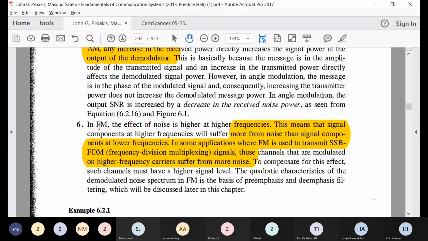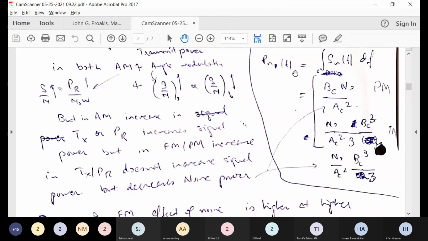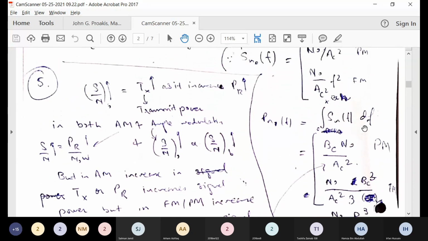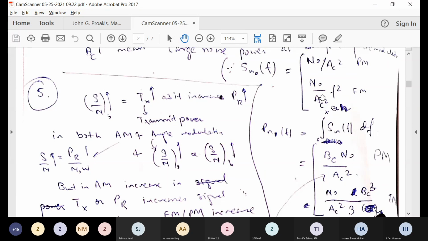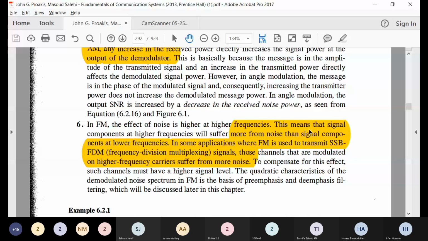Now the sixth effect: we saw that in FM especially, the effect of noise is higher at higher frequencies. You could see the noise PSD was directly proportional to f square for PM systems. So greater frequency means you have greater noise; power spectral density of noise is greater for higher frequencies. So signal components at higher frequencies will suffer more from noise than signal components at lower frequencies.